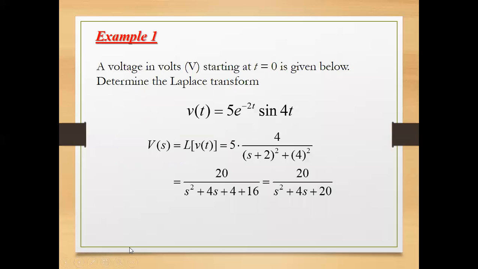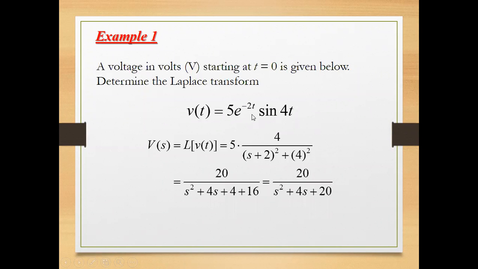So example, a voltage in volts starting at time equal to 0 is given below. Determine the Laplace transform of this voltage. You could see here that the sine function is being multiplied to an exponential function. In processing the Laplace of this, we set aside the constant, so that is 5, and we multiply it to the Laplace transform of this. If you notice, there is already a shifting. There should be a shifting in the s because your sine was multiplied to e raised to minus 2t. So your alpha here is said to be 2.